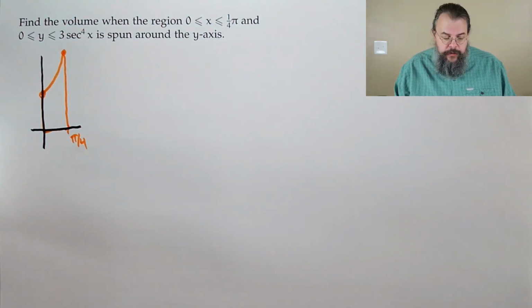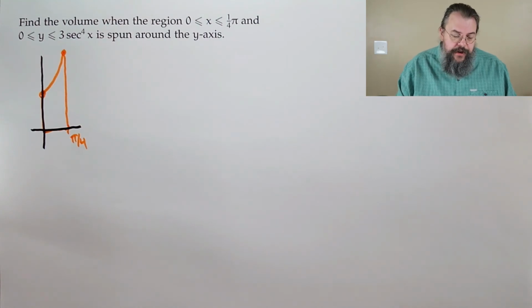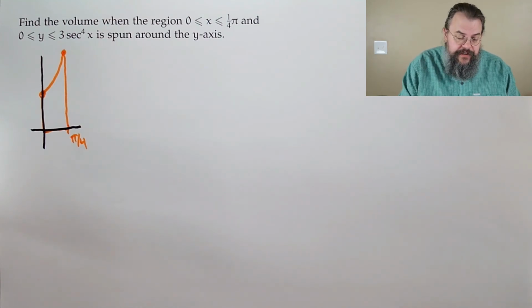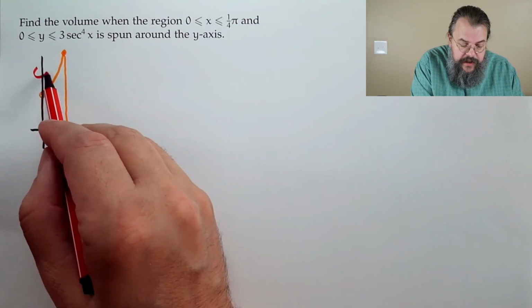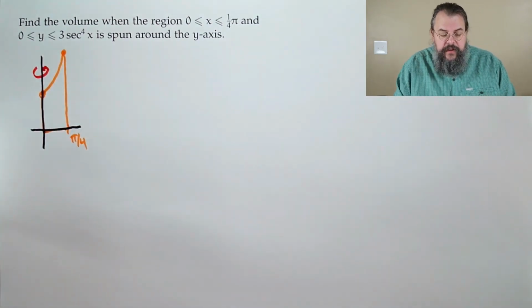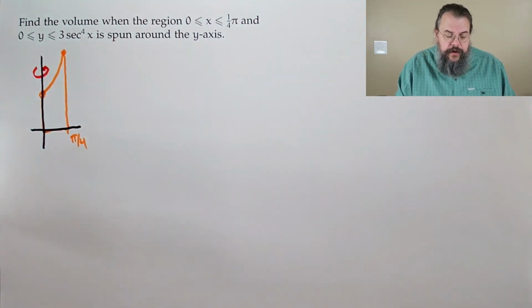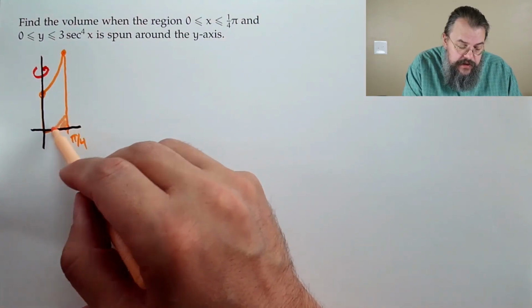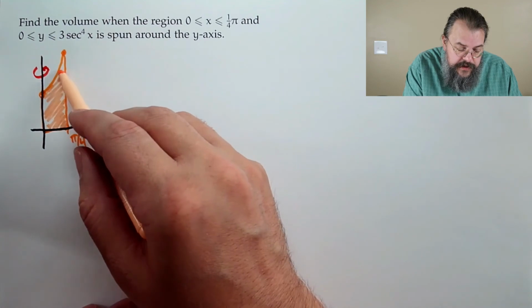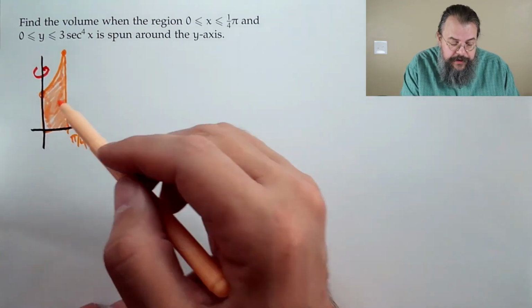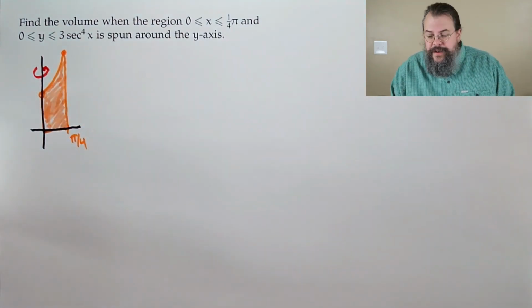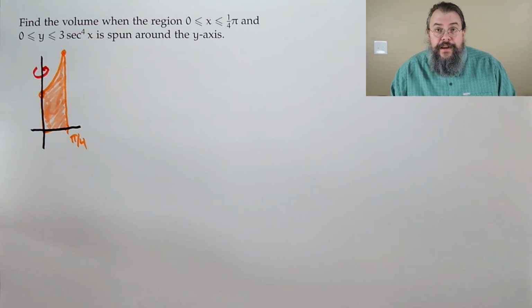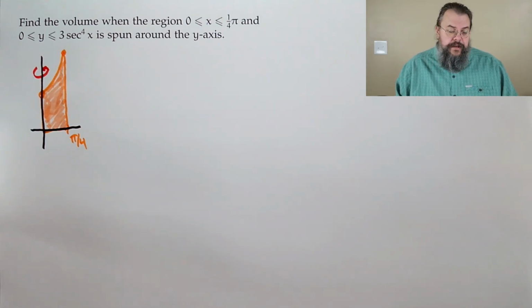Okay, so that's our region that we're going to spin. And now, where are we spinning? Well, we're spinning around the y-axis. So we're spinning this way. Now we have to start thinking, okay, what's the right technique? And indeed, oftentimes it's important to make sure we understand what the right technique is before we get too far, because we don't want to start applying formulas that don't apply.